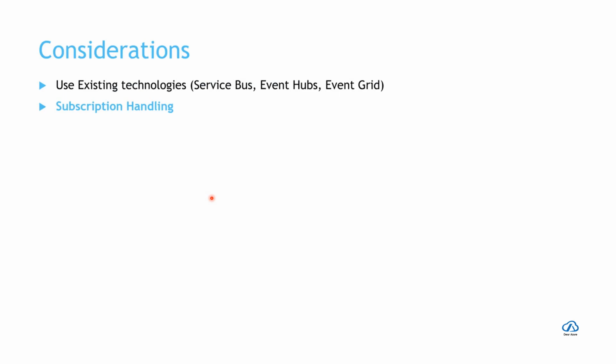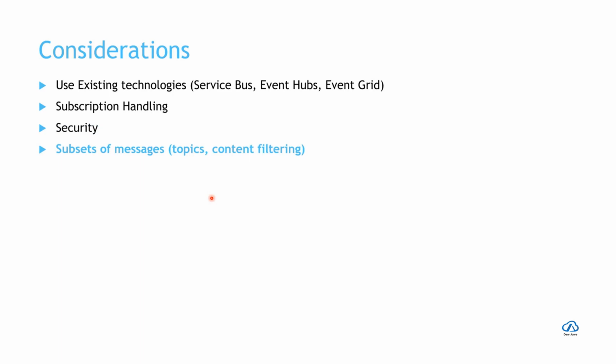Also, you need to think of a way to handle the subscription from different consumers. Is it going to be a seamless subscription where they can subscribe by themselves, or are you going to have a kind of workflow or approval process to approve a certain subscriber before they are subscribed to your events or your messages? Also, you need to think of security to make sure that only subscribed users are allowed to receive your messages.